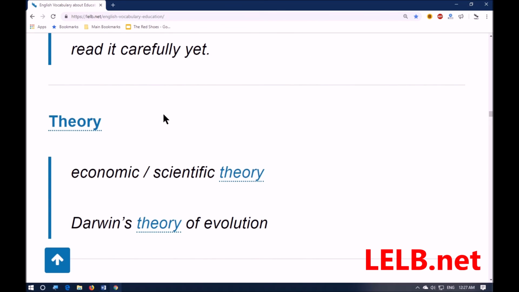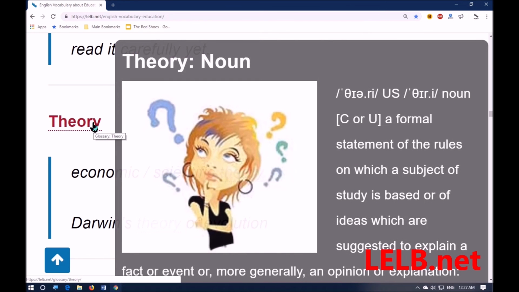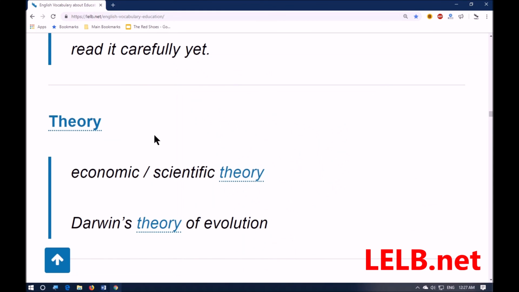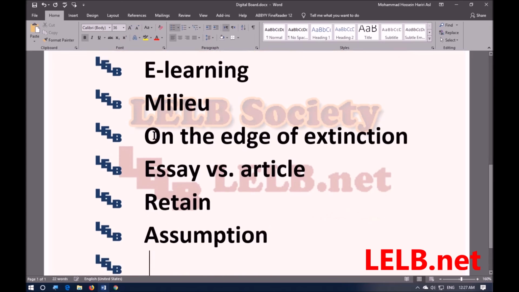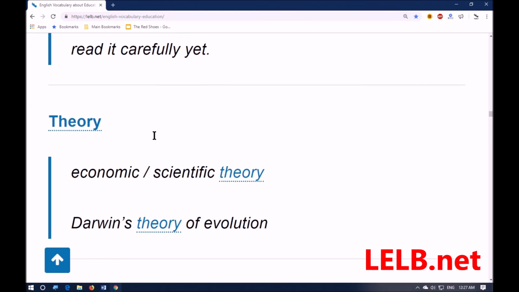And the last word is theory, and it means a formal statement of the rules on which a subject of study is based, or of ideas which are suggested to explain a fact or event, or more generally an opinion or explanation. Assumption, you could say. Economic, scientific theory, Darwin's theory of evolution.